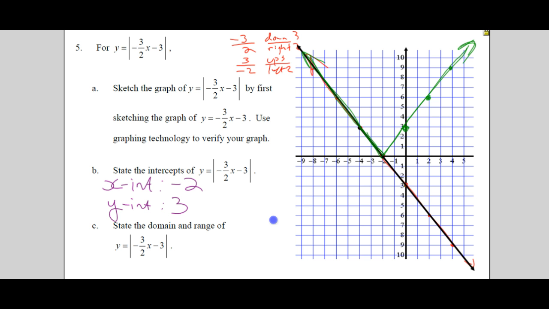State the domain and range. What is the domain? X belongs to the reals. There's a nice formal domain statement. You can write x belongs to the reals, that's fine. What's the range? Yeah, so set of all y such that y has to be greater than or equal to 0. It's an absolute value, which means it must be positive, or 0, it could be 0.